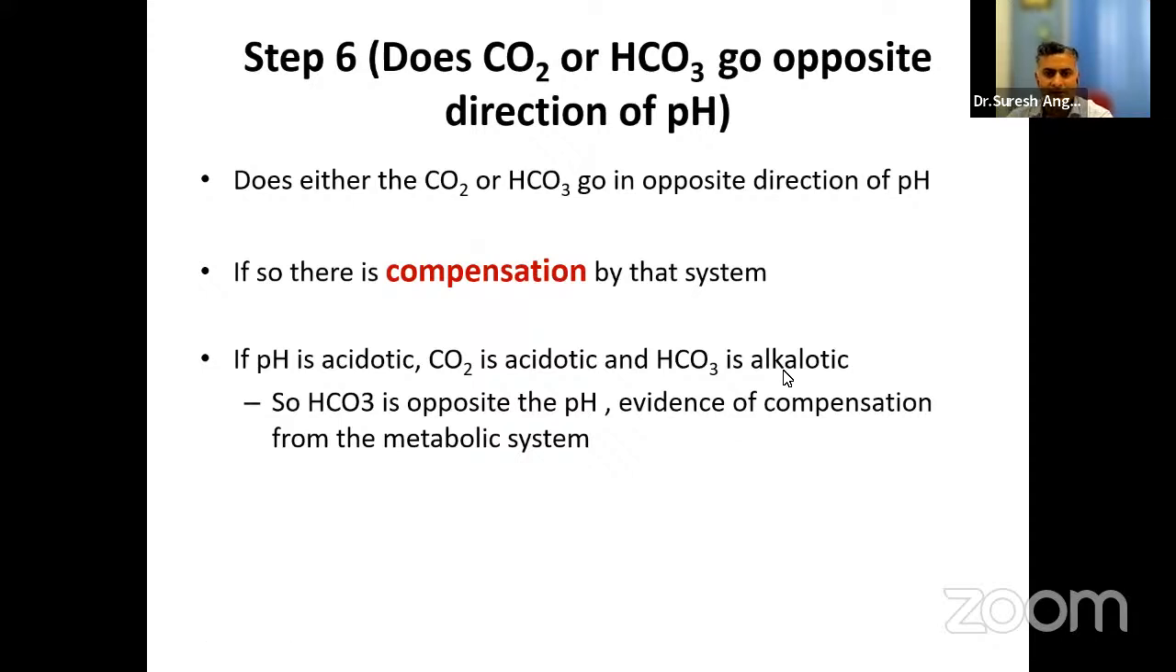The next step is, do CO2 and bicarbonate go in the opposite direction of pH? If so, then maybe it is due to a compensatory mechanism. So let us take an example. If pH is acidotic and CO2 is acidotic, it means that pH and CO2 are going in the same direction. It means that with an increase in CO2, pH is falling down. So it is the seesaw effect, and respiratory acidosis is the primary process. But if the bicarbonate is elevated, which is opposite to the pH, then the increase in bicarbonate is due to a compensatory mechanism, or metabolic compensation is there. I think this much is clear.